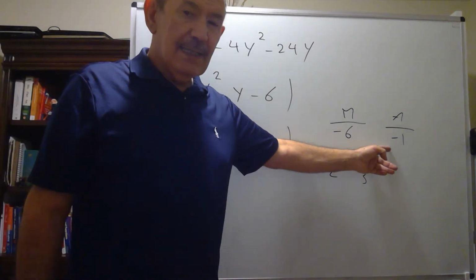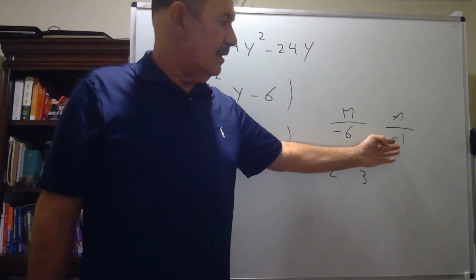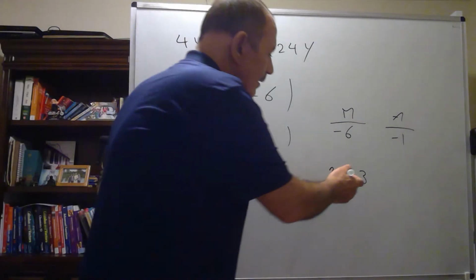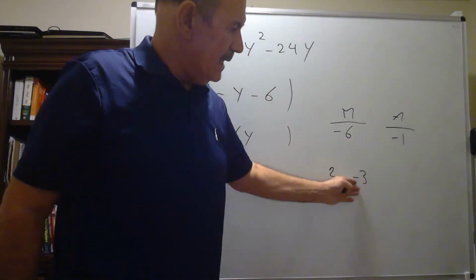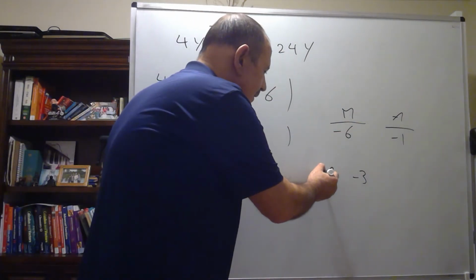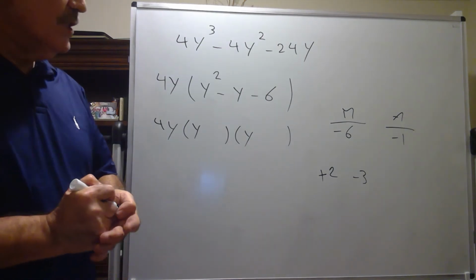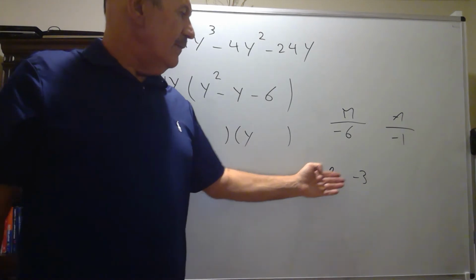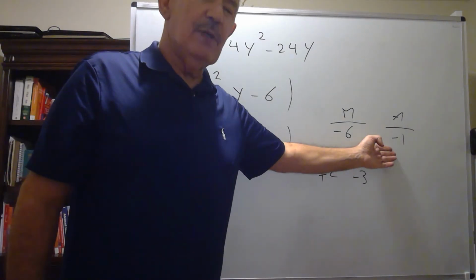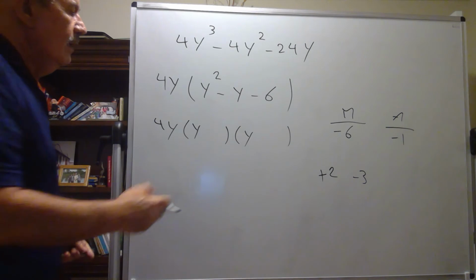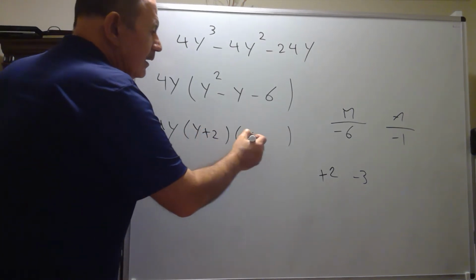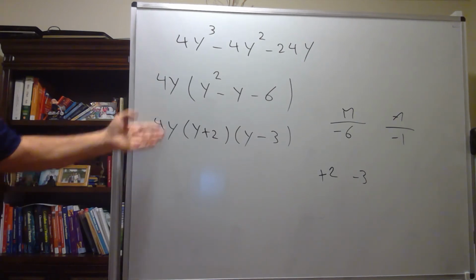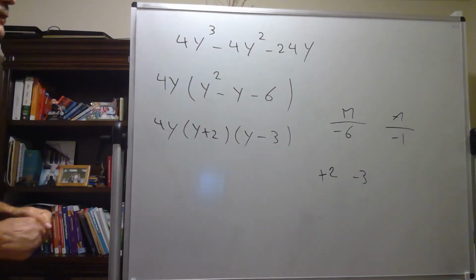And because the sum is negative 1, the bigger number should have the negative sign. So it's going to be negative 3 and positive 2. Now we can check it. Positive 2 times negative 3 gives us negative 6. Positive 2 plus negative 3 gives us negative 1. So these numbers are working. Put one of them here, plus 2, the other one here, minus 3. So we factored this trinomial, and this is going to be the result.